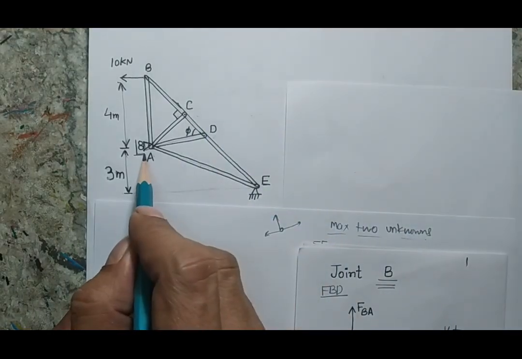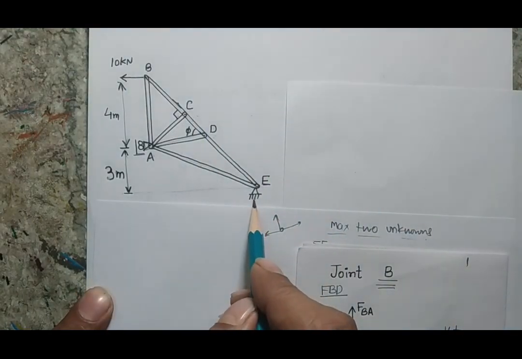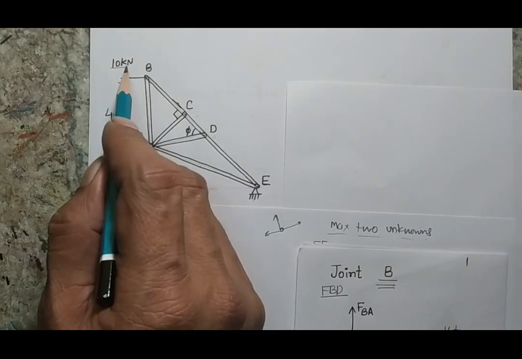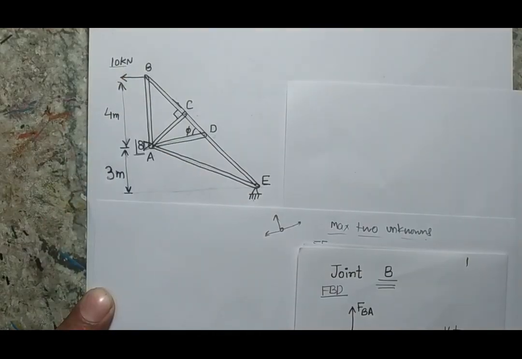Joint A is a roller joint and joint E is a pin joint, and I have a force of 10 kN acting in the horizontal leftward direction at point B. So now again, first I want to see the first rule. Is there any member which has only two members without any force?